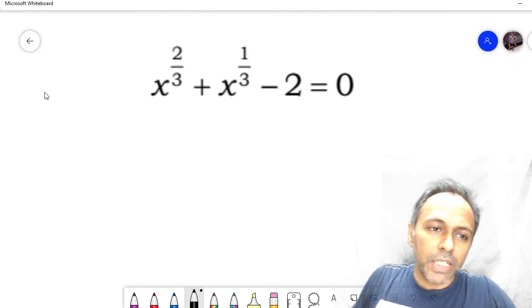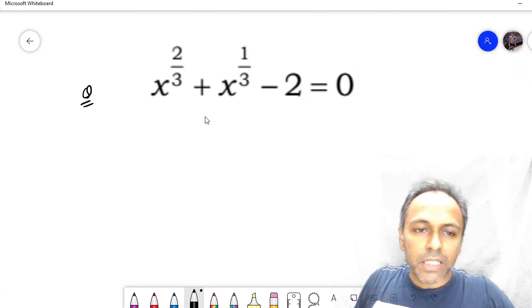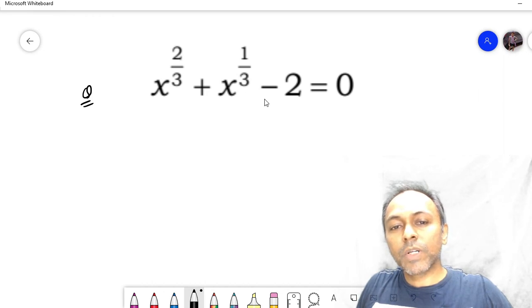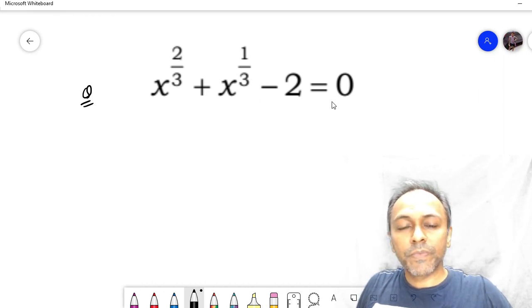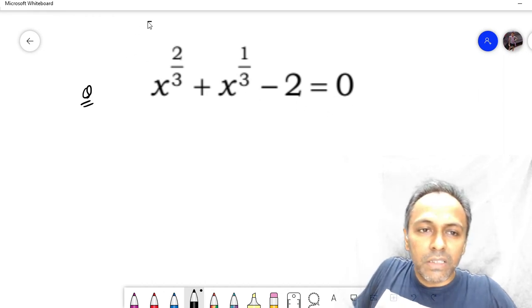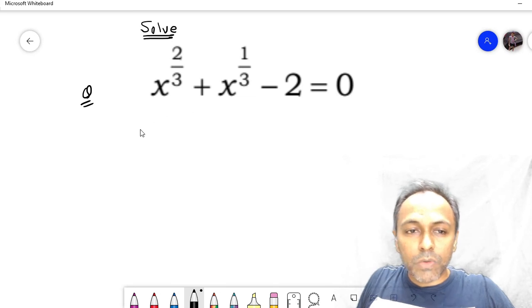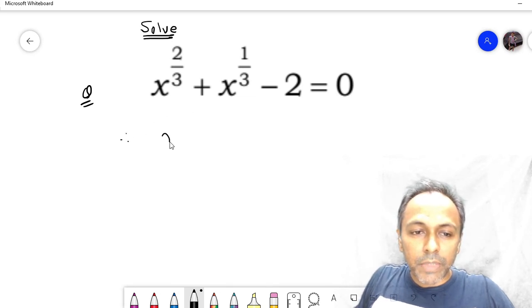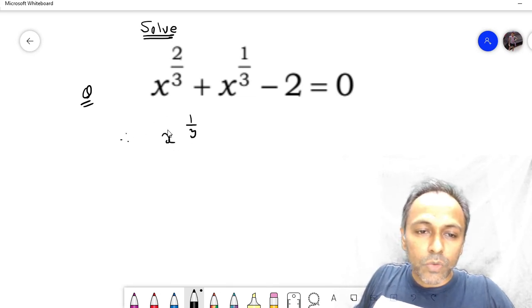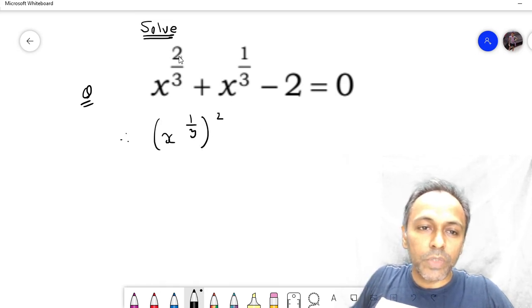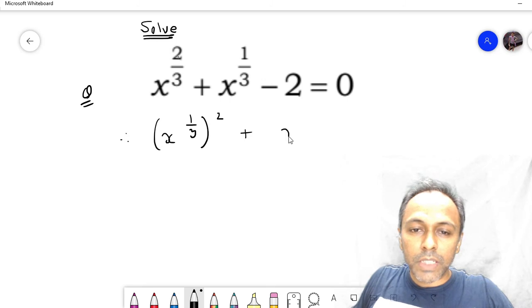Let's say we have a question like x raised to 2 by 3 plus x raised to 1 by 3 minus 2 equal to 0. Again, you have to solve. x raised to 1 by 3 looks common, so this can be written by us as x raised to 1 by 3 whole square, plus x raised to 1 upon 3 minus 2 is equal to 0.